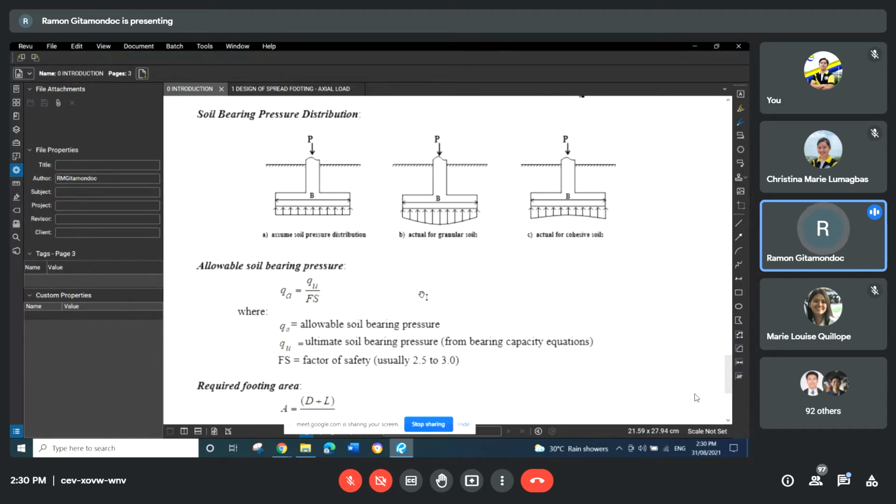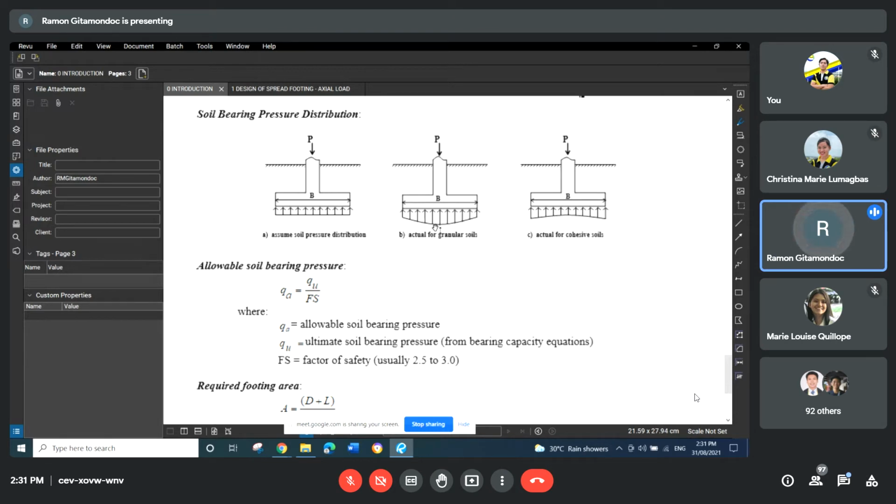Now, regarding the distribution of the bearing pressure under the footing, it depends on the type of soil underneath the foundation. If you have a granular soil, then the distribution varies from maximum at the location directly underneath the column to minimum at the edge of the footing. So this is the actual distribution for the granular soil as shown in figure B.